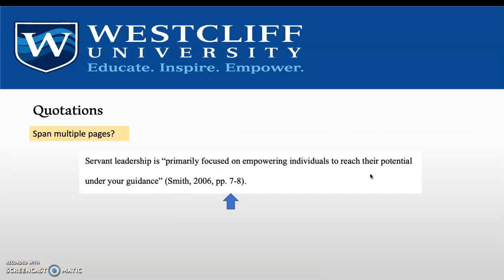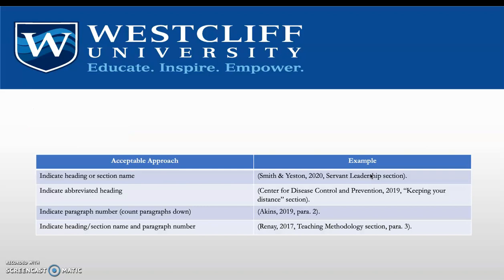If there are multiple pages, PP full stop and then use a dash between the pages. And if there is no page number, you have the ability to choose. So what we did with APA 6th edition was you found the paragraph number and you would list it there. Still entirely fine, or you can choose to do one of the other options.